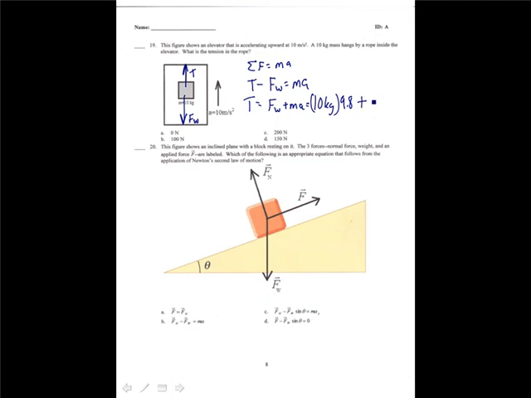Plus the mass times acceleration, which is 10 kilograms times 10 meters per second squared. So that's 98 plus 100 is 200.